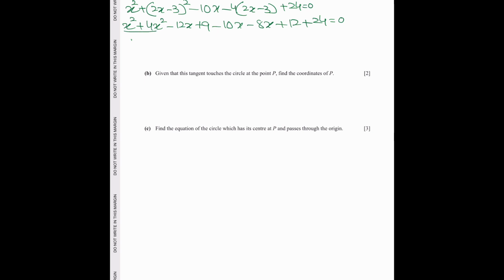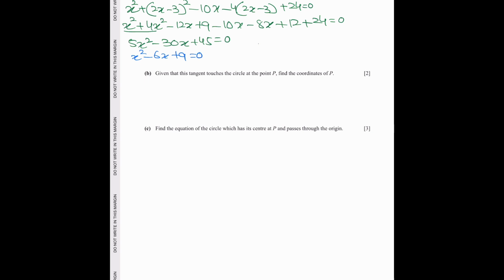Now simplify, you will get 5x square, then minus 10x minus 12x minus 8x, so minus 30x, and then 9 plus 12 plus 24, so it is 45. So plus 45 equal to 0. Now further simplify, take out 5 common. So we have x square minus 6x plus 9 equal to 0.